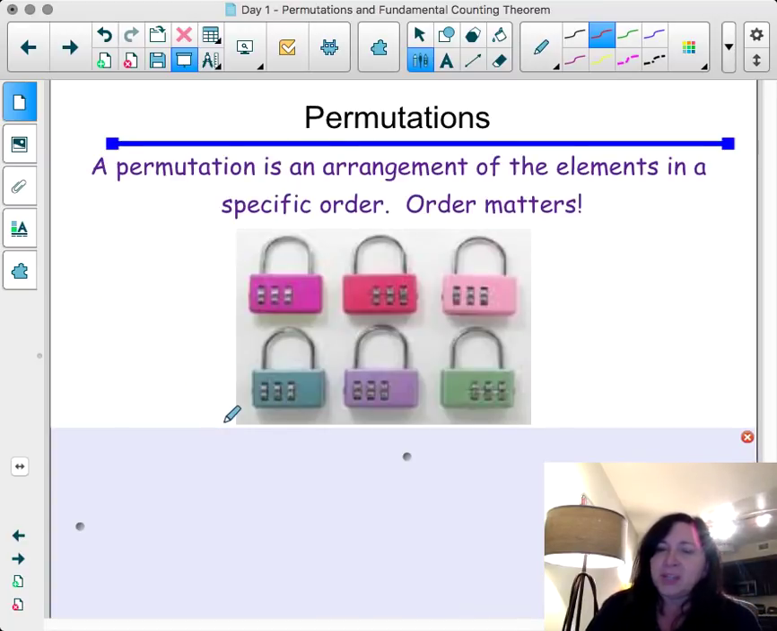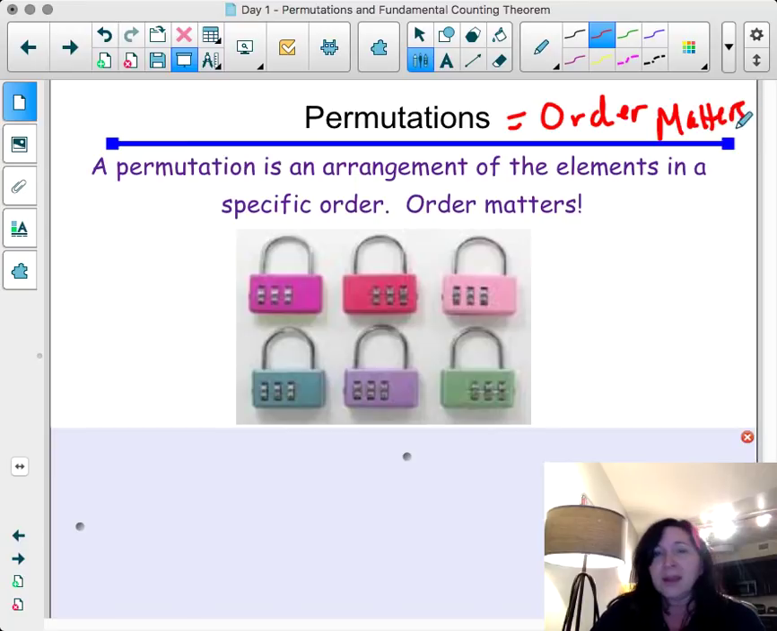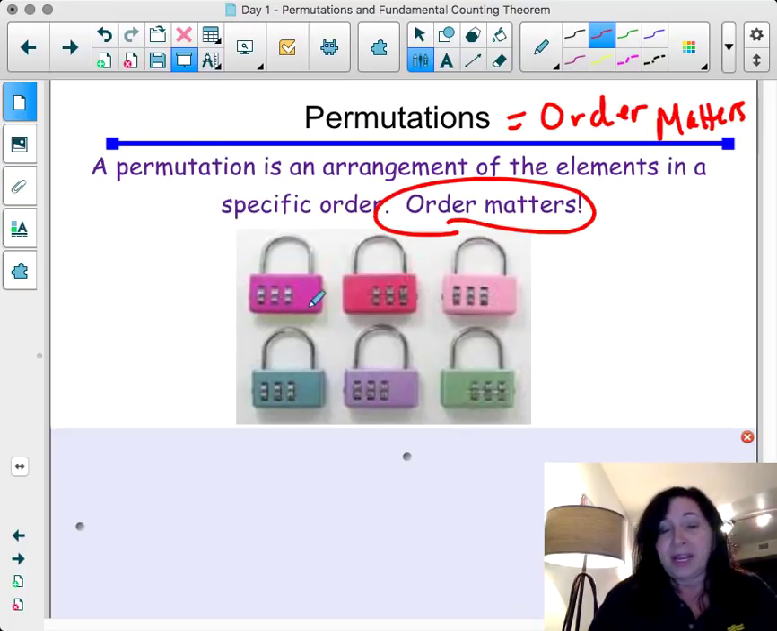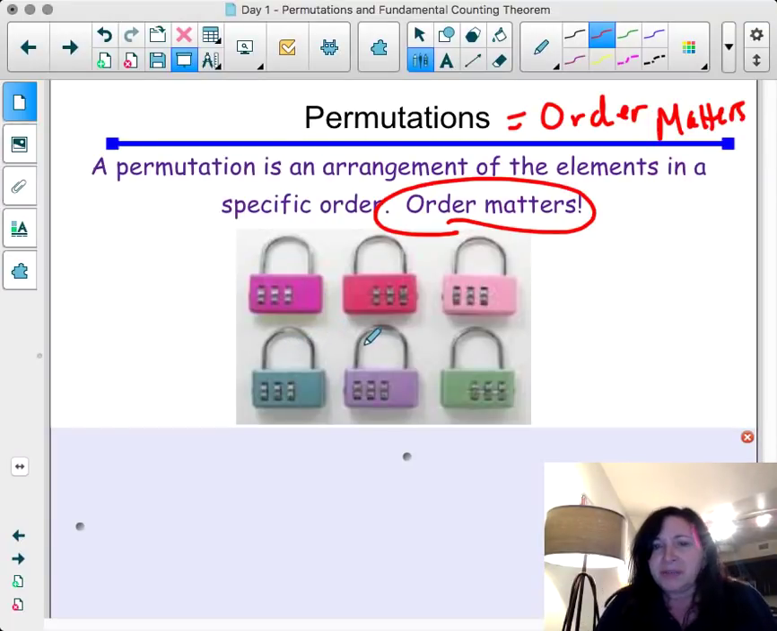So a permutation, remember what did I say about permutation? Order matters. When you think of the word permutation, you should be thinking that order matters. That's really important. Again, a permutation is an arrangement of elements in which order matters. So like if you were trying to break open the combination of a lock, your numbers would have to be in a specific order, or you're trying to lock your lock.